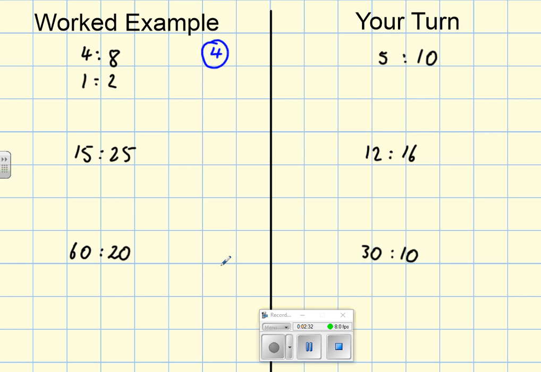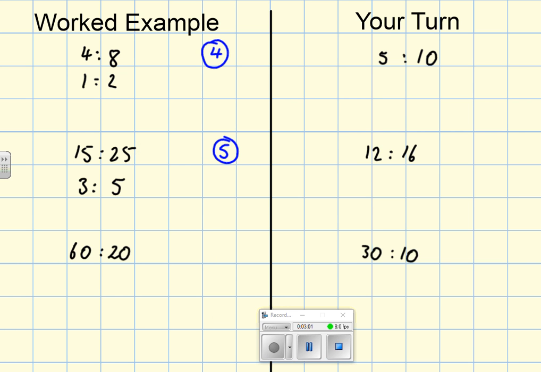Looking at this next one, 15 to 25. Again, thinking of my times tables, I can see that they are both in the 5 times table. And I'm going to think again, my 5 times table, 5 times what is 15? The answer is 3. 5 times what is 25? The answer is 5. And this ratio, 15 to 25, simplifies to 3 to 5.